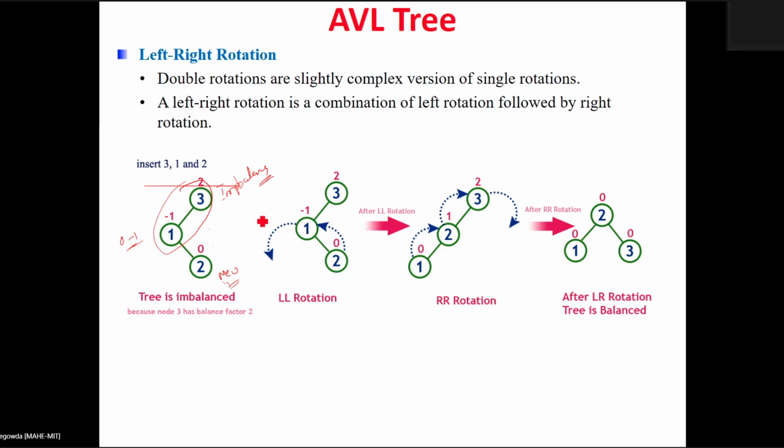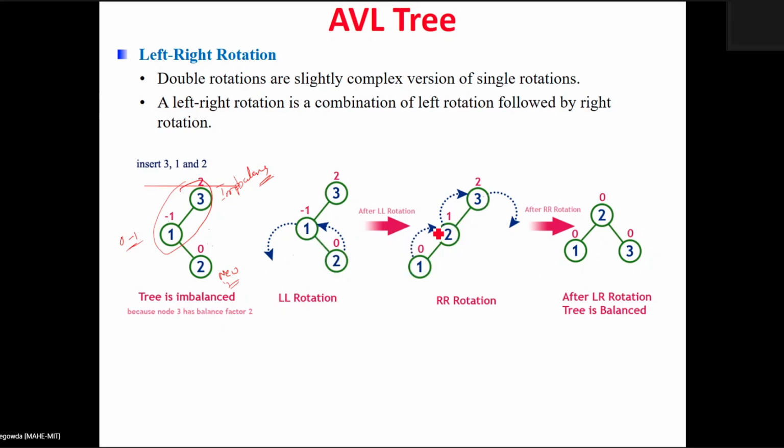Now I want to balance the tree. In order to balance the tree, we require the double rotation. First, apply the left rotation for the node 1. When you apply the left rotation for the node 1, the resultant tree becomes like this.